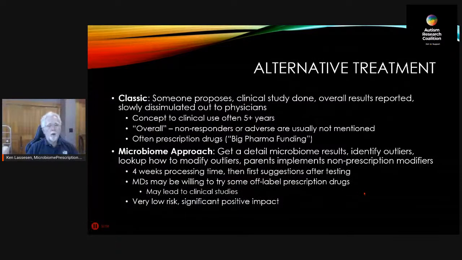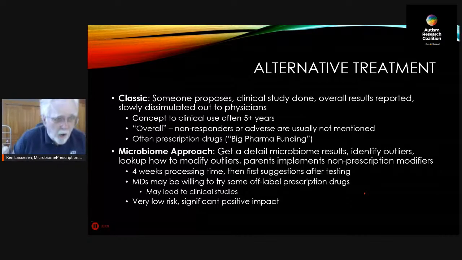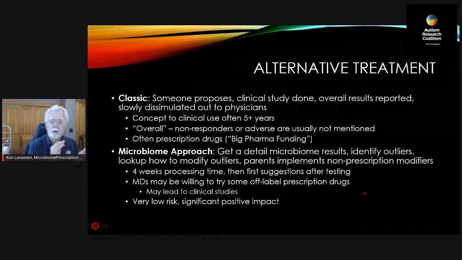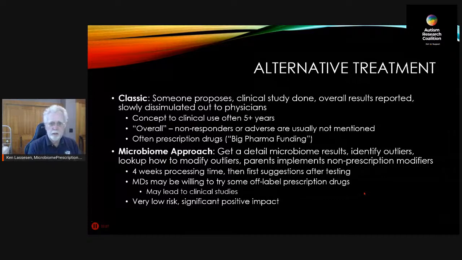Okay, now I come to the next area, which is alternative treatment, or how do we find out how to treat it? First, let's describe how conventional medicine science does it, which is correct. But if you have a child with autism, you really want things to improve before he starts collecting old age pension. So someone proposes, they go off and do a clinical study. Overall results are reported and it's slowly disseminated out to the physician. And by slowly, I mean slowly.